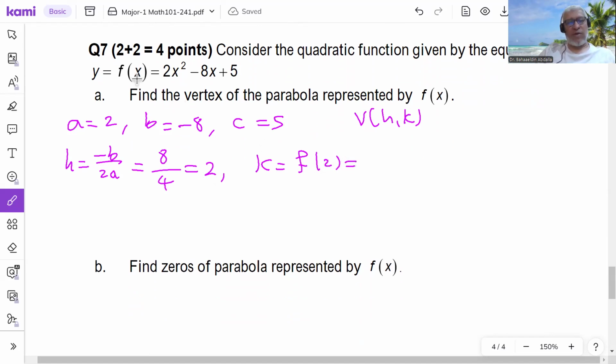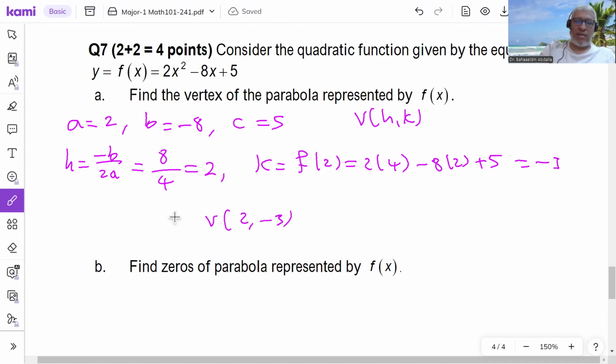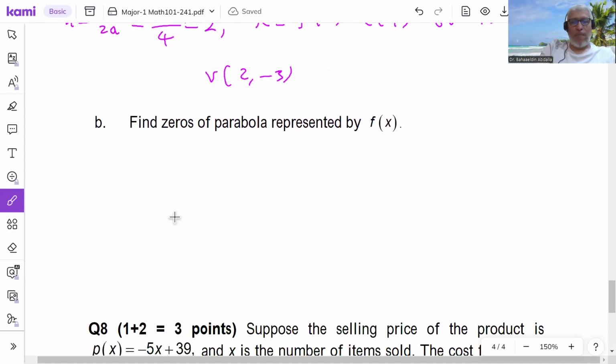So I go to f of x and replace x by 2. So I'll have 2 times 2 squared, which is 4, minus 8 times 2 plus 5. So 8 minus 16 is negative 8 plus 5, that's negative 3. So the vertex is the point (2, negative 3).